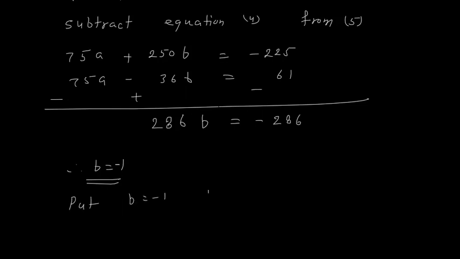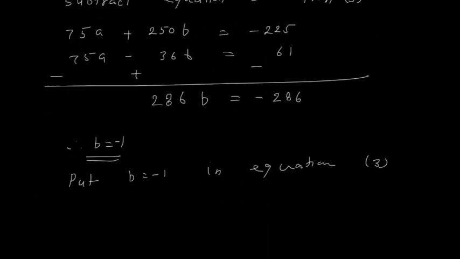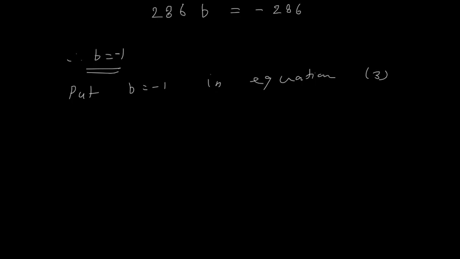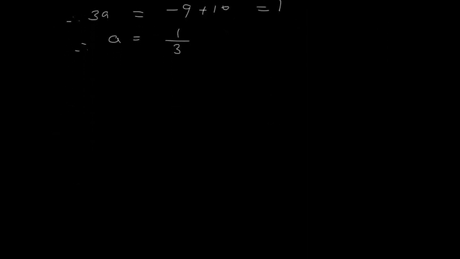Put b is equal to minus 1 in equation 3. My equation 3 is a little simple. So 3a plus 10b is equal to minus 9. So therefore it is 3a plus 10 into minus 1 is equal to minus 9. So therefore 3a is equal to minus 9 plus 10, which is 1. So therefore a is equal to 1 upon 3. So we got the value of b and the value of a.